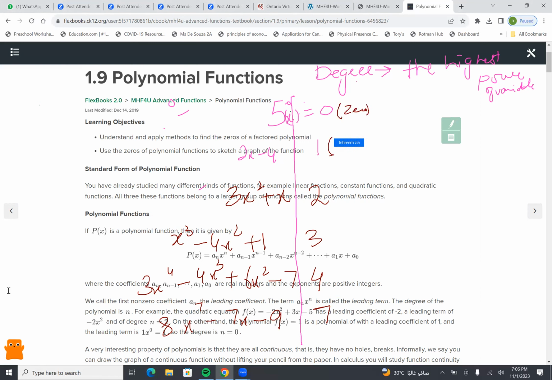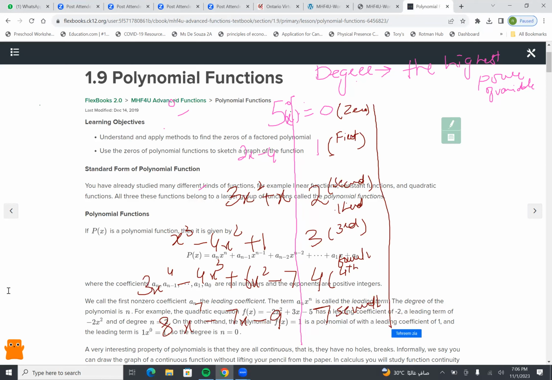We can also name it as 0 degree. 1 means first degree. 2 means second degree. 3 means third degree. 4 means fourth degree. You can write it like this: fourth, third, 7th. We can name them as 1st, 2nd, 3rd, 4th, 5th degrees. An expression with 0 degree is called a constant. Any expression that has 0 degree will definitely be a constant because the variable will have degree 0.